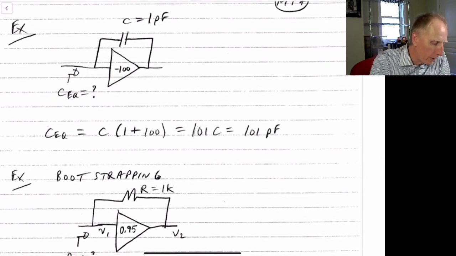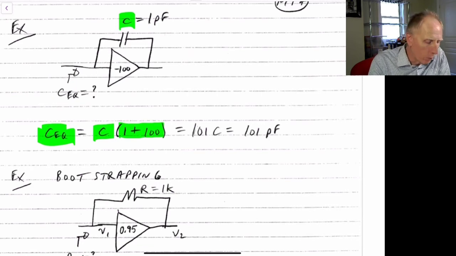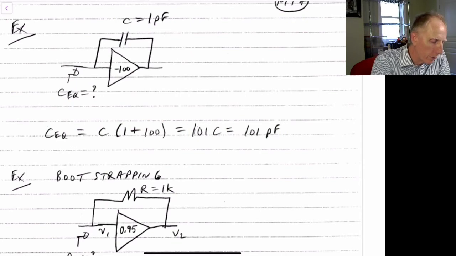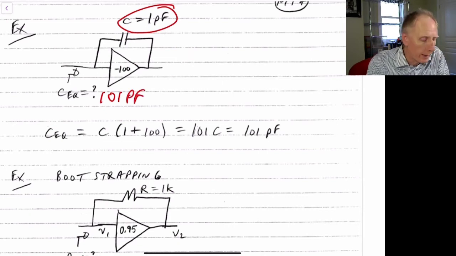So what we see is that the equivalent input capacitance here, C equivalent, will be the original capacitance C times 1 minus K. K is equal to minus 100, so that's 1 plus 100. So it actually looks like 101 times C, so it looks like 101 picofarad. So the input capacitance of this circuit, even though there's only a 1 picofarad capacitor right here, C equivalent, looks like 101 picofarads. So it's been increased by 101 times.